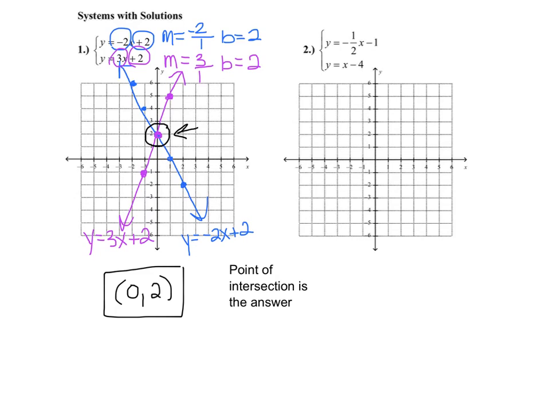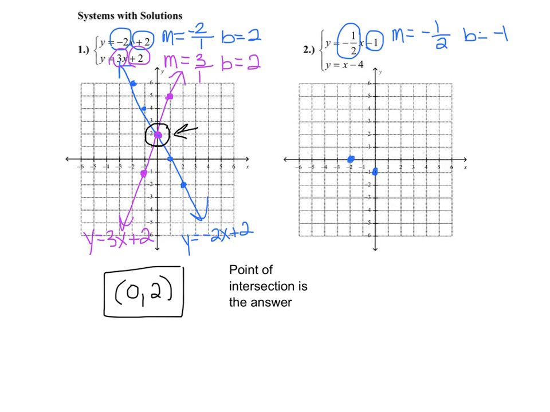Let's do another example. So example 2, it says y equals negative 1/2 x minus 1 and y equals x minus 4. So let's first identify our m and our b in our first equation. Y equals negative 1/2 x minus 1. So my m is equal to negative 1/2. And my b is equal to negative 1. So let's graph that. Our b is negative 1.